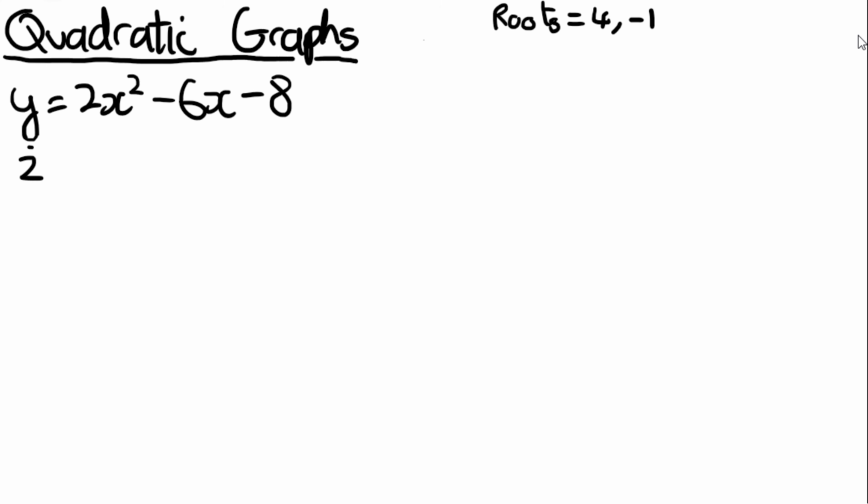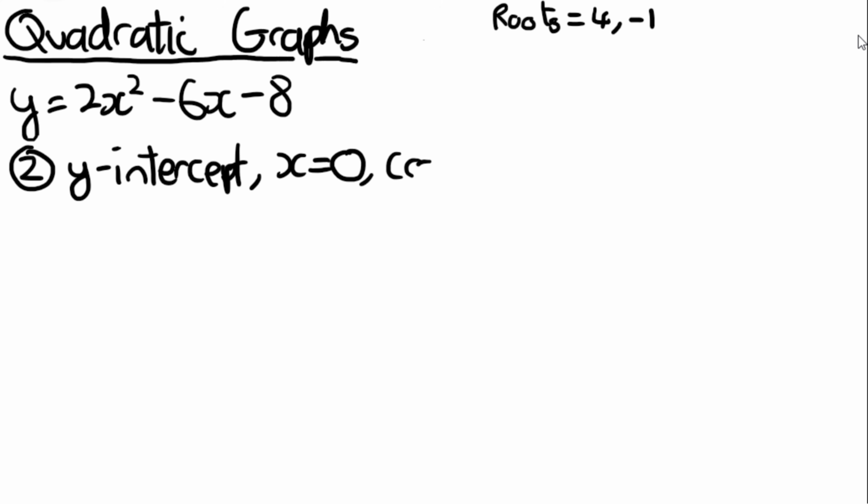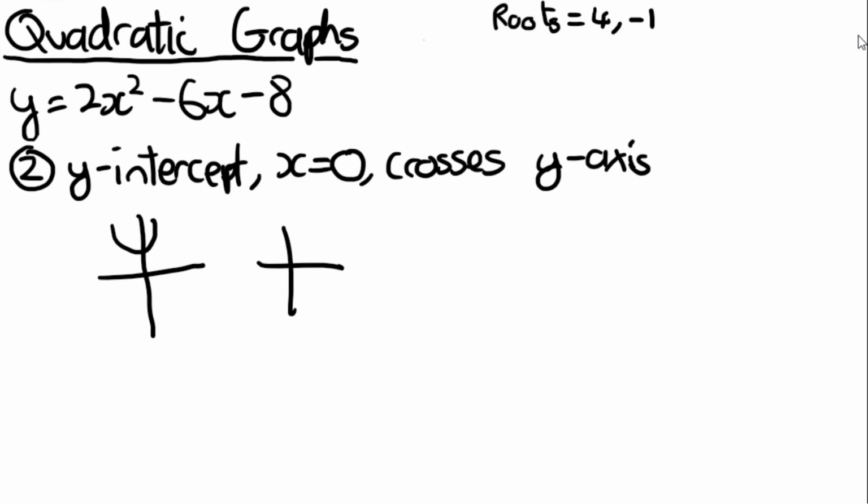So the second thing they could ask you to label is the y-intercept. This is when x is equal to 0 and it crosses the y-axis. Now, unlike roots, where it could vary, there will always be one y-intercept and only 1. So it could either be positive, or it could be negative, like that.